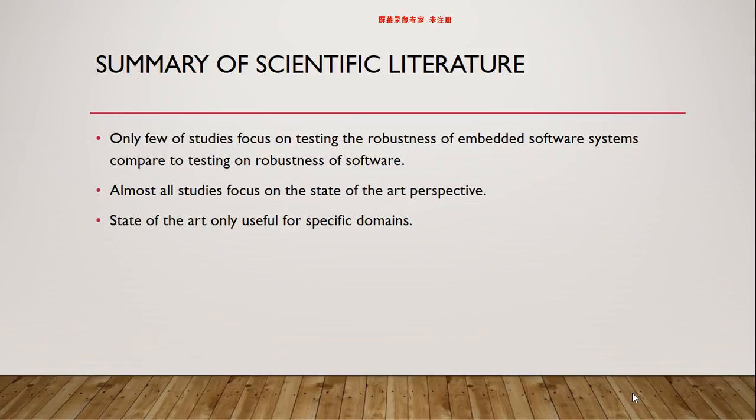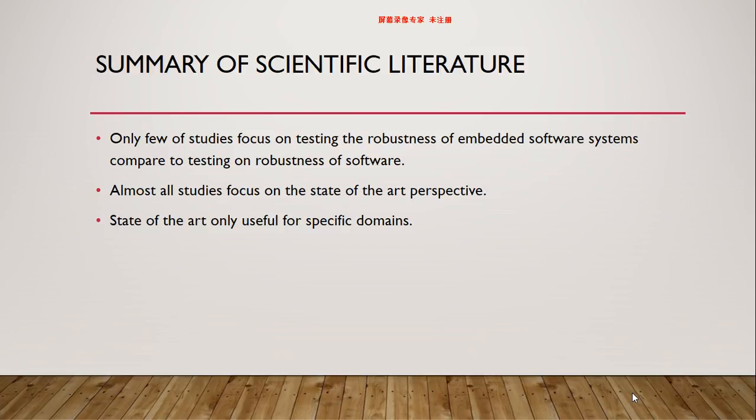So let's do a summary of the scientific literature. Only a few studies focus on testing the robustness of embedded software systems compared to testing the robustness of software. Almost all the studies focus on the state of the art perspective rather than the state of practice, and the state of the art is only used for specific domains. So currently most of the scientific literature focuses on the state of the art, and maybe according to the paper, only one work describes the state of practice in industry.